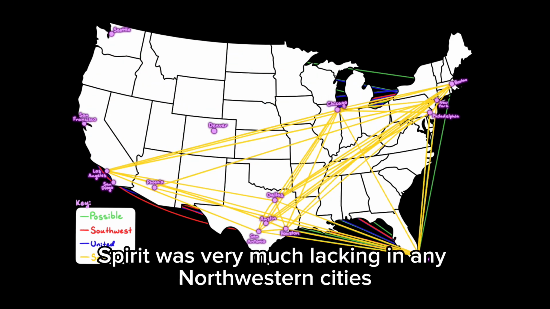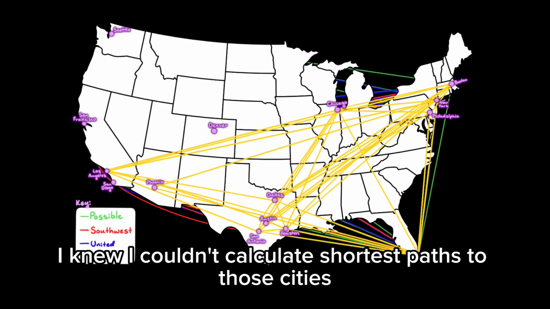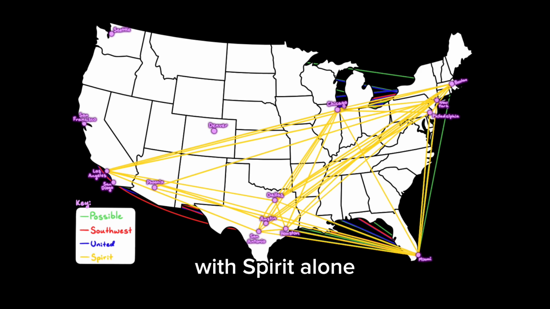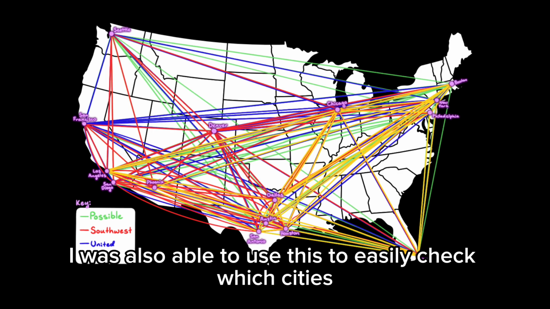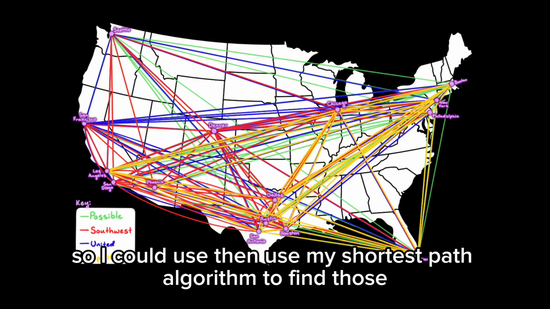Spirit was very much lacking in any northwestern cities and just had very limited flights overall. Because of this, I knew I couldn't calculate shortest paths to those cities with Spirit alone. I was also able to use this to easily check which cities airlines didn't have direct flights between, so I could use my shortest path algorithm to find those.